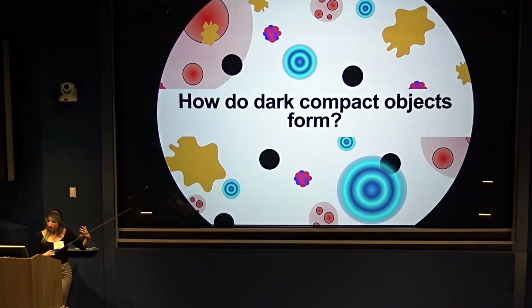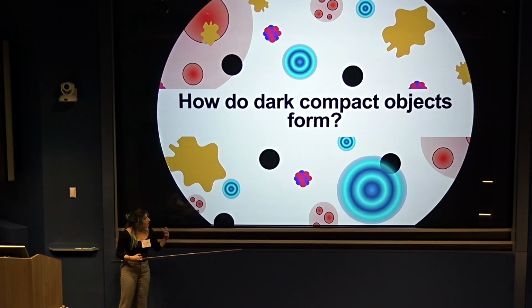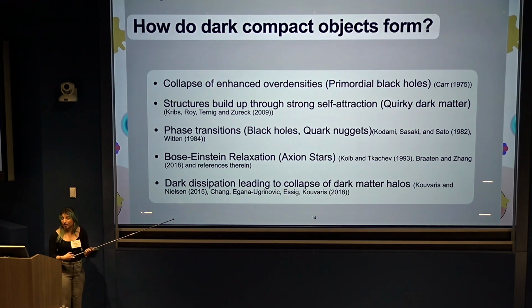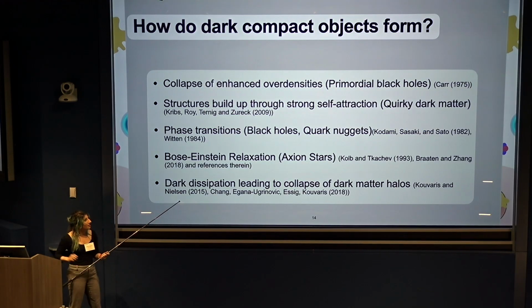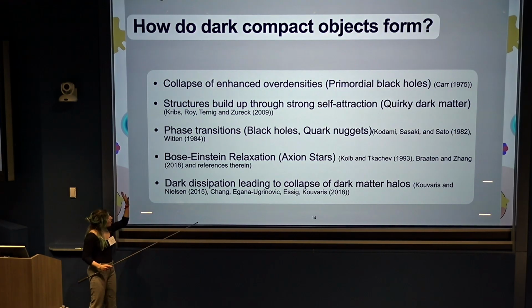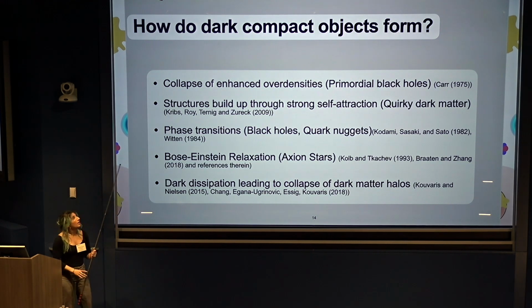So this is why I think dark compact objects are worth thinking about. So let's talk about the different ways that we can make these objects. Now, again, there are a lot of different ways we've thought about how to do this, thanks to the boundless creativity of theoretical physicists. I'm not going to talk about all of these. I'm going to focus on the ones that I've done the most work on.